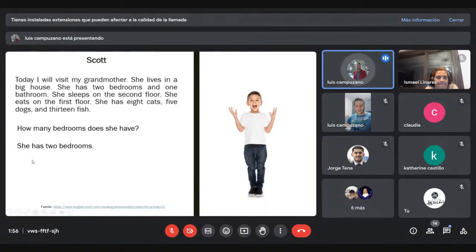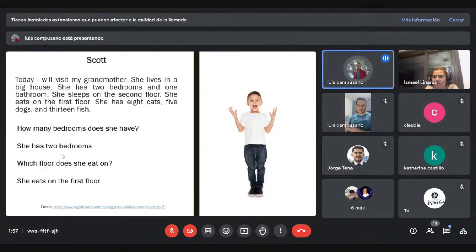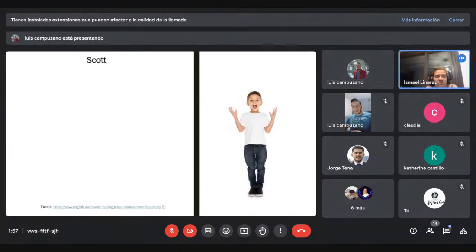I'm going to go now with Beatriz. Beatriz, which floor does she eat on? She eats on the 1st floor. Very good. Beatriz, you're doing fantastic. Beatriz is doing great. She eats on the 1st floor is correct. Okay. Very good.